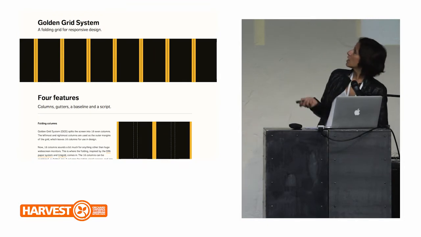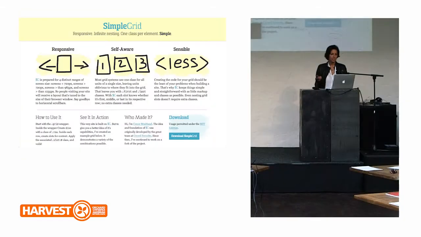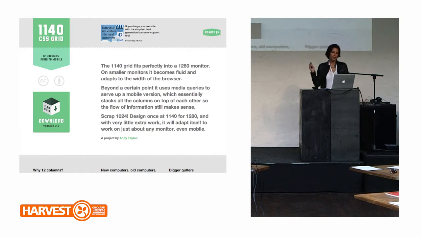You have the golden grid system, which is also a very used grid system nowadays. The simple grid, and this is a very basic grid system with only 6 columns. So for simple, small projects, this is one that is very, very simple to use. And the 1140 grid, and this was probably the first responsive grid to come out to the market, if not the first, one of the first.